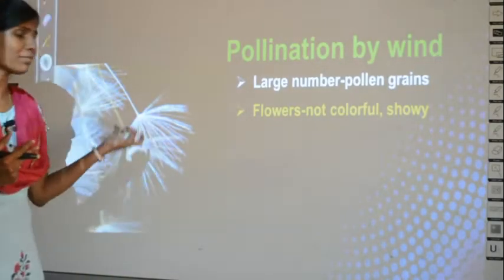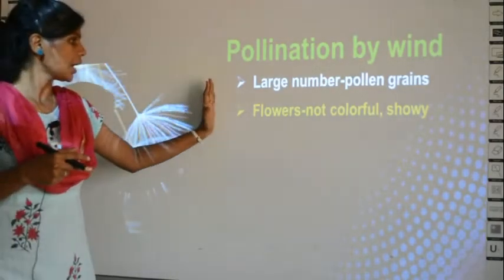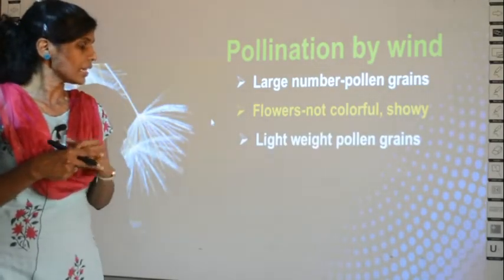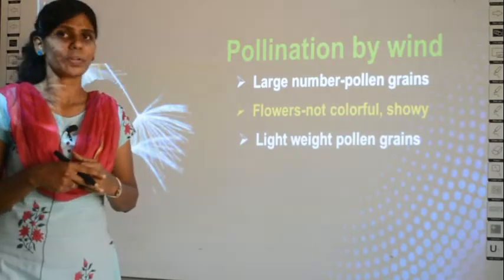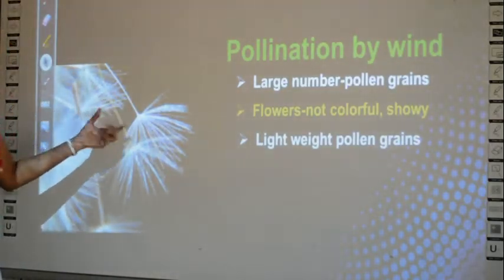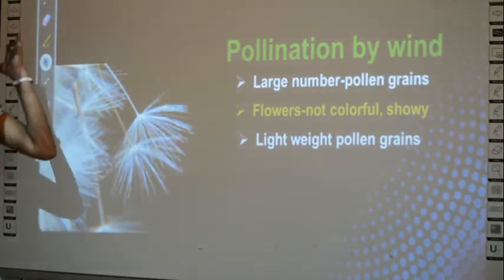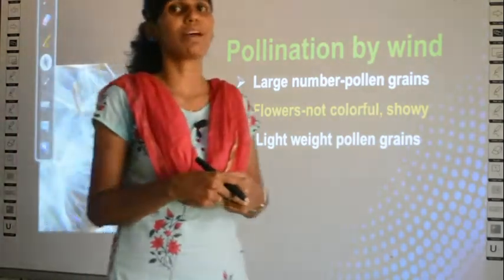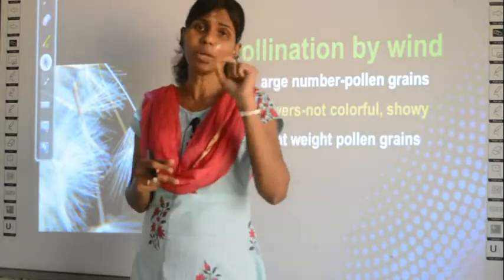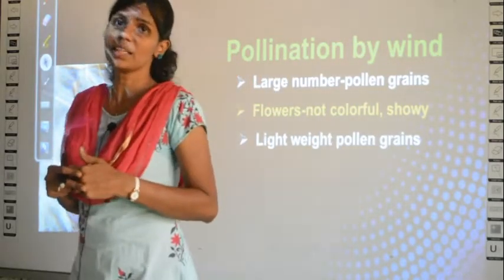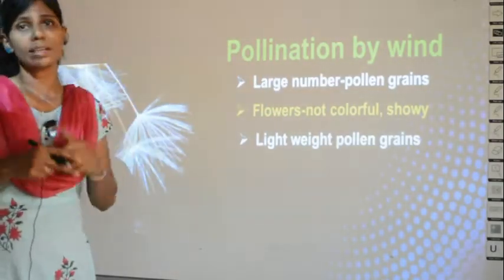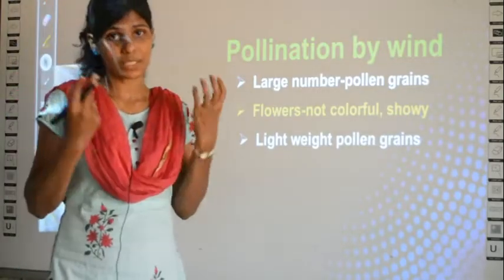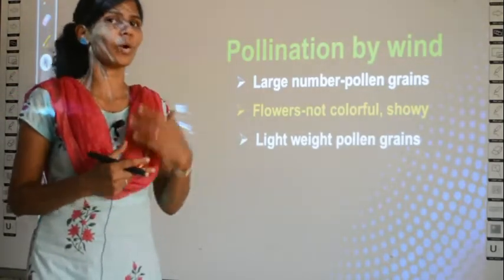These types of flowers which undergo wind pollination are not colorful, and they have lightweight pollen grains. The nature of these pollen grains is so light that they fly in the air, whereas in the hibiscus flower, if you see the pollen grains, can they fly in the air? Have you seen yellow particles flying in the air? They never fly because they are quite heavy.